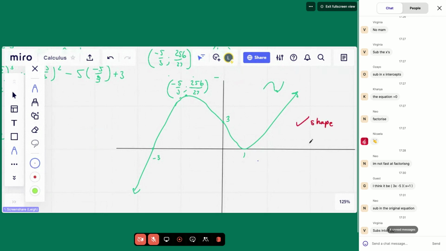Okay, and then there are also going to be marks for your X and Y intercepts, and then another mark for the turning points. Okay, are there any questions that you'd like to ask me?